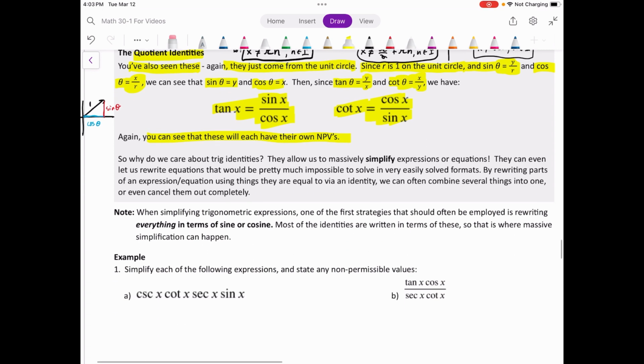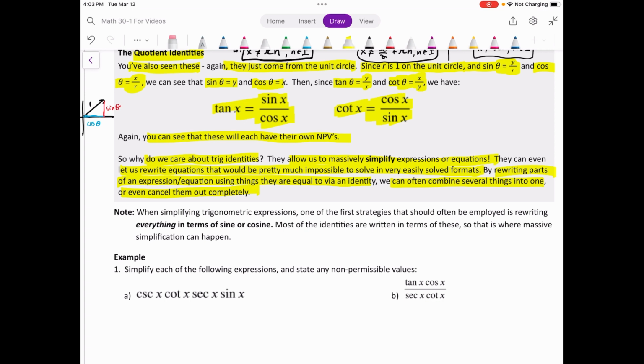Okay, so what's the big deal with trig identities? I touched on it earlier, but what they allow us to do is massively simplify expressions or equations. They can even let us rewrite equations that would be pretty much too impossible to solve in very easily solved formats. And by rewriting parts of an expression or equation using things they are equal to via an identity, we can often combine several things into one or even cancel them out completely.